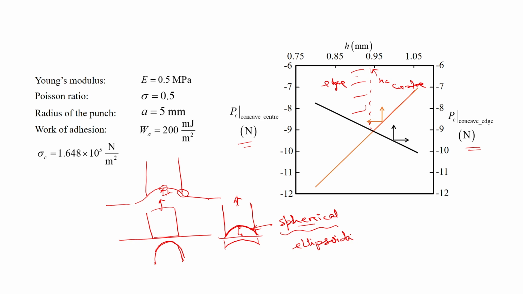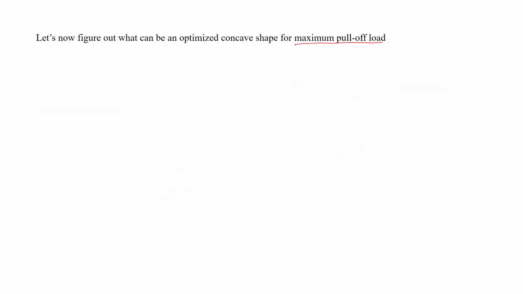So, what we would like to do is figure out what is that ellipsoidal shape for which this pull-off load required will be maximized. What it means is that the crack will depend upon the stress profile, or the pressure profile, at the interface. So, now what kind of profile will lead to this maximum pull-off load? We can figure that out in the sense that, let us say, this stress profile is uniform.